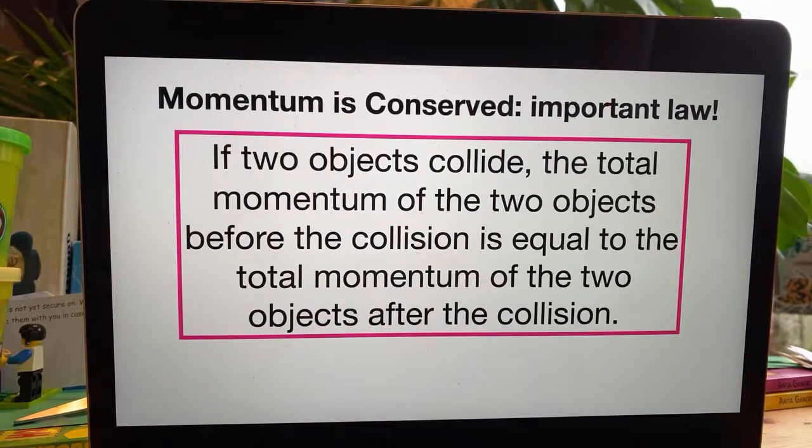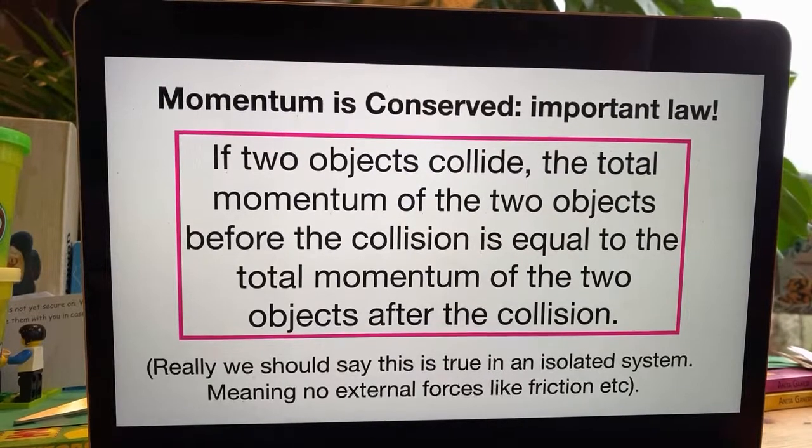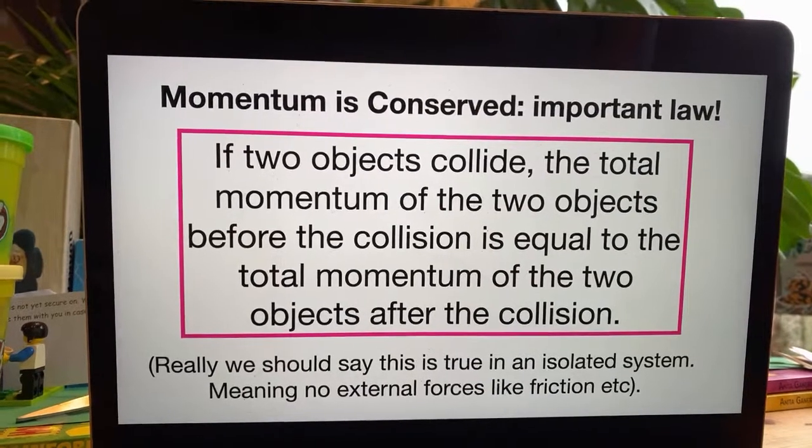Momentum is always conserved. This is an incredibly important law in physics. If two objects collide, the total momentum of the two objects before the collision is equal to the total momentum of the two objects after the collision. If that's not enough words for you, really we should say this is true in an isolated system. So no external forces like friction. I'll tell you what I mean.